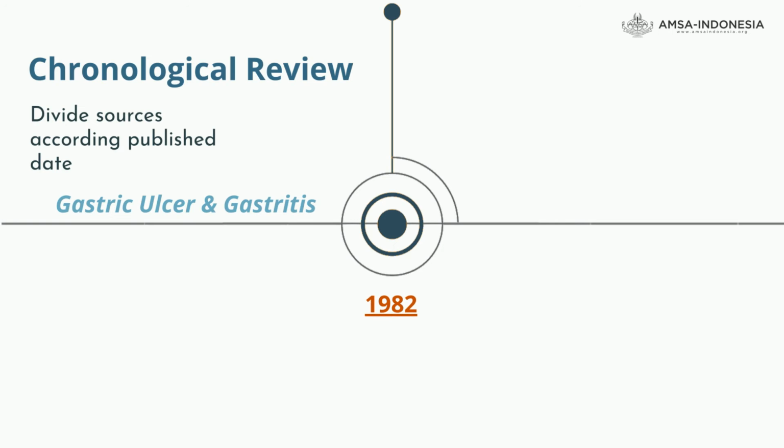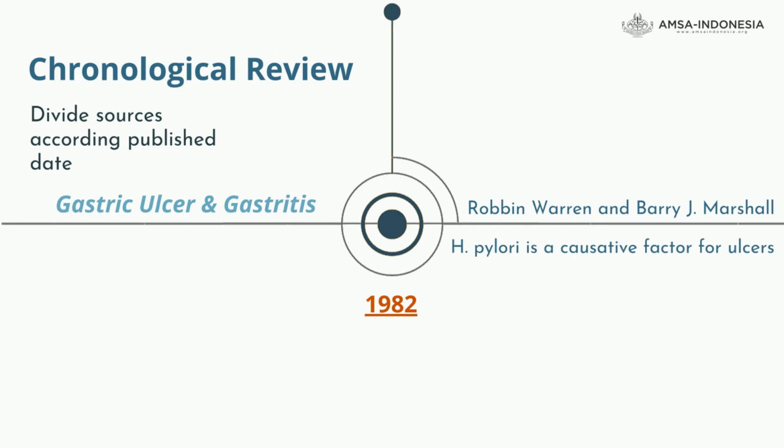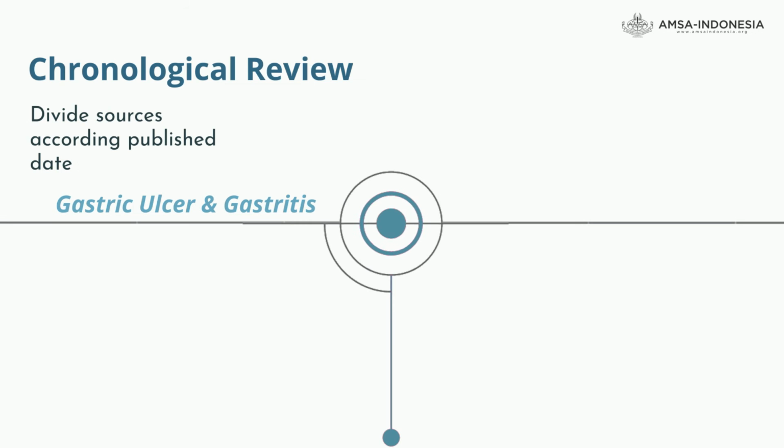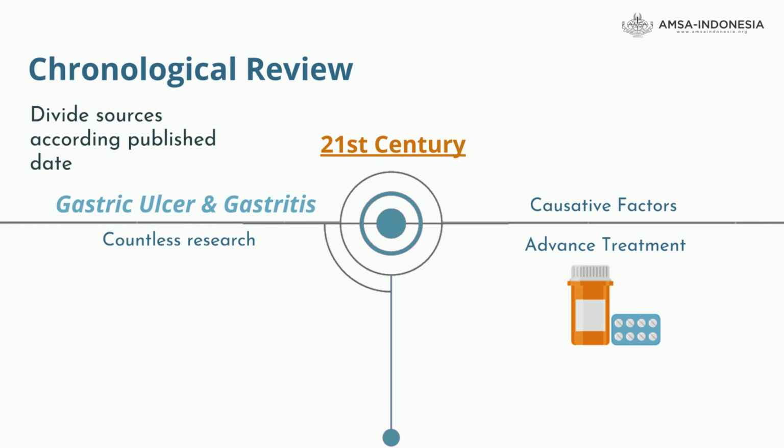Until 1982, Robin Warren and Barry J. Marshall identified that H. pylori was a causative factor for ulcers after Marshall's self-experiment in drinking a petri dish containing a culture of H. pylori. Now, in the 21st century, there is countless research about gastric ulcers, from causative factors to advanced treatment.